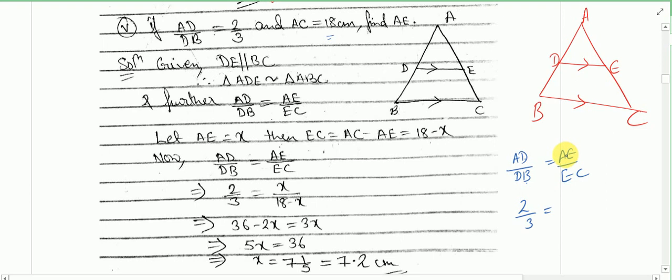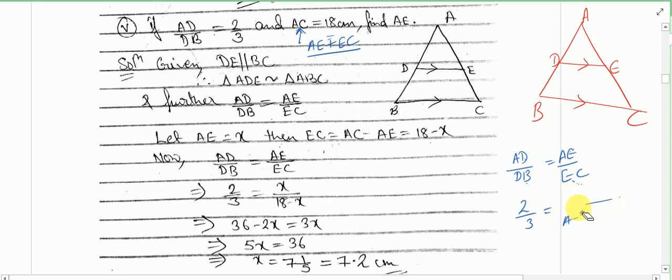Then they have given AE upon EC. Then we have AE upon EC, but we have to find what? AE, and we should have EC, but instead of EC they have given AC. But here you can see that this line AC is actually what? Sum of AE and EC. Clear? So what you can do is you can write AE upon AE plus EC. Done?